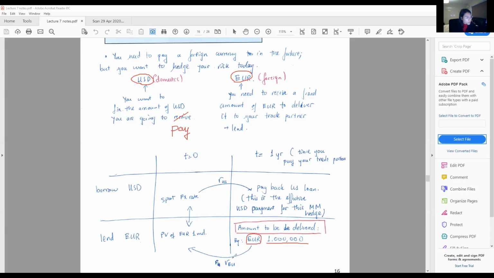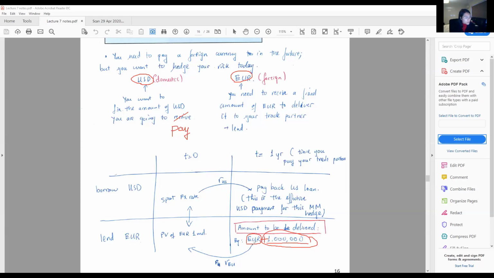So how do I know which money market instruments to use? So as we mentioned before, in the future, we want to have €1 million ready on our hand so that we can deliver to our counterparty, okay? So I know for sure that in the future, in 1 year's time, I need €1 million sitting in my bank account to settle this transaction, okay?